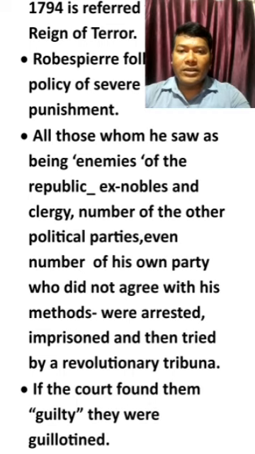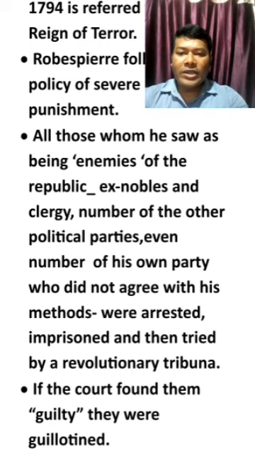Some people he considered enemies who were against the republic. Who are they? They are ex-nobles. Nobles means higher class people, you can say, and clergy who were involved in the church. A number of other political parties were also enemies according to him. Even a number of his own party who did not agree with his methods. Some members of his party did not agree with his concepts.